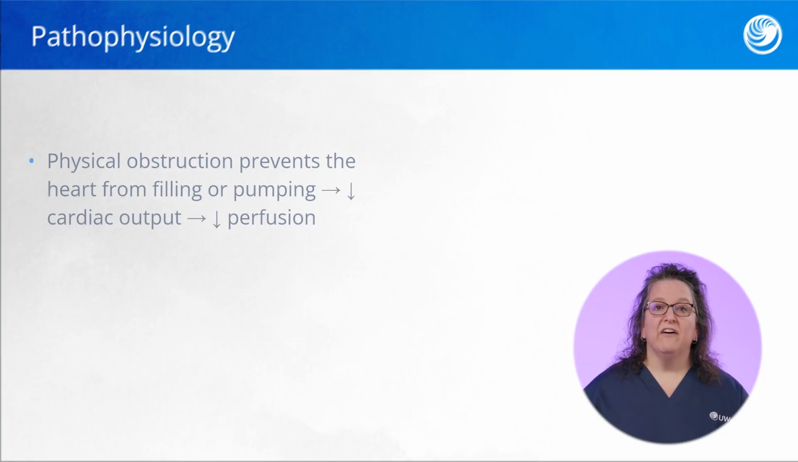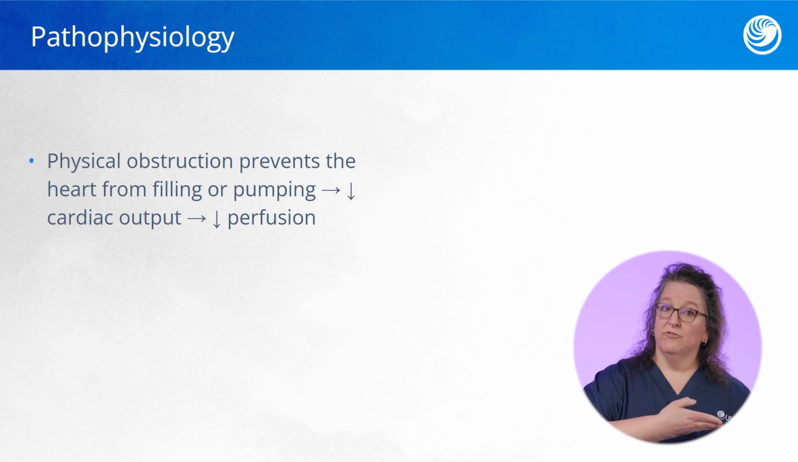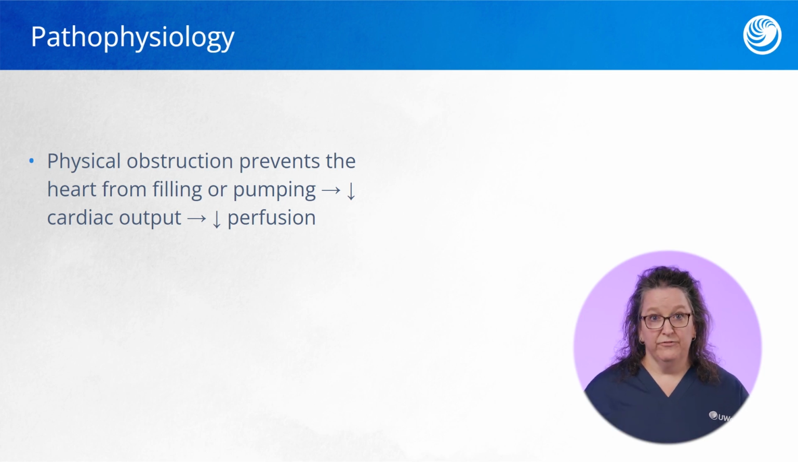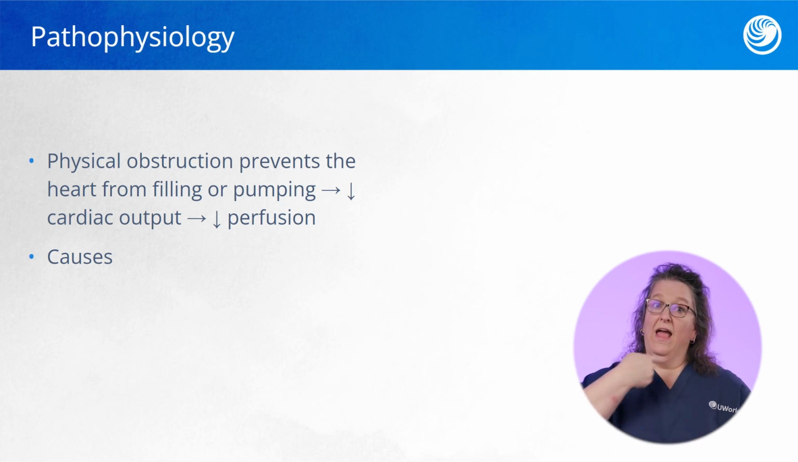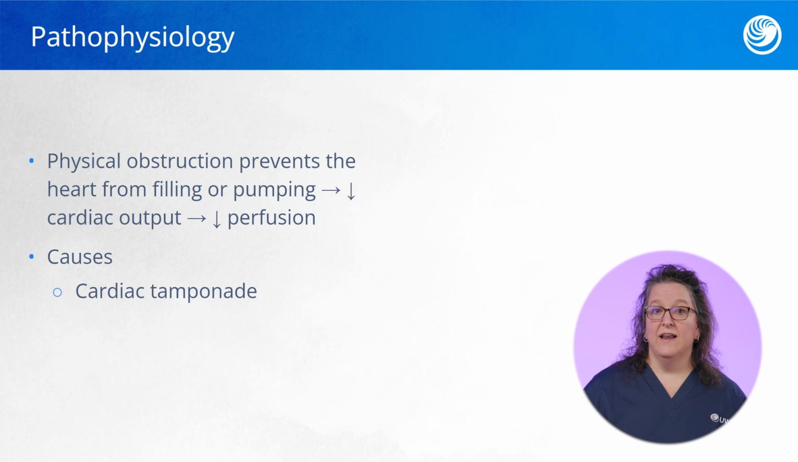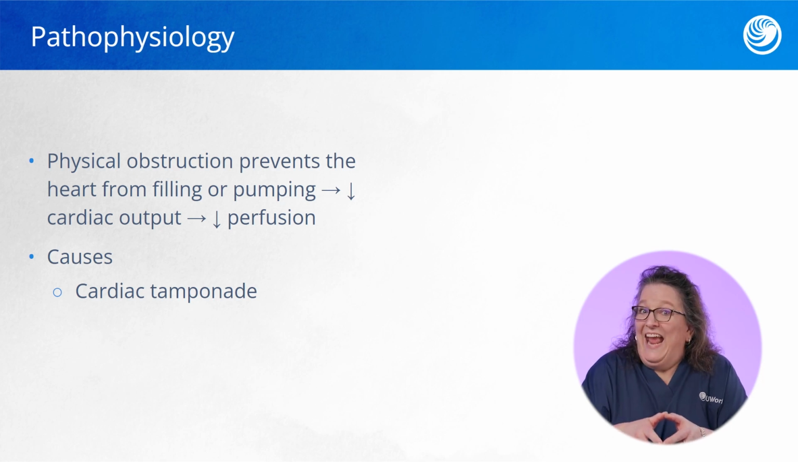This is caused by a physical obstruction to blood flow in, around, and out from the heart, causing a decrease in cardiac output and then a decrease in perfusion. Causes. Let's think of all of those things that can cause a blockage to blood coming to, through, and out of the heart. Cardiac tamponade, so fluid filling that pericardial space on the outside of the heart. Imagine your heart in that plastic bag, and between the heart and the bag, we put a bunch of fluid in there. The heart is compressed, so it's not able to fill completely and then contract and push that blood out completely.